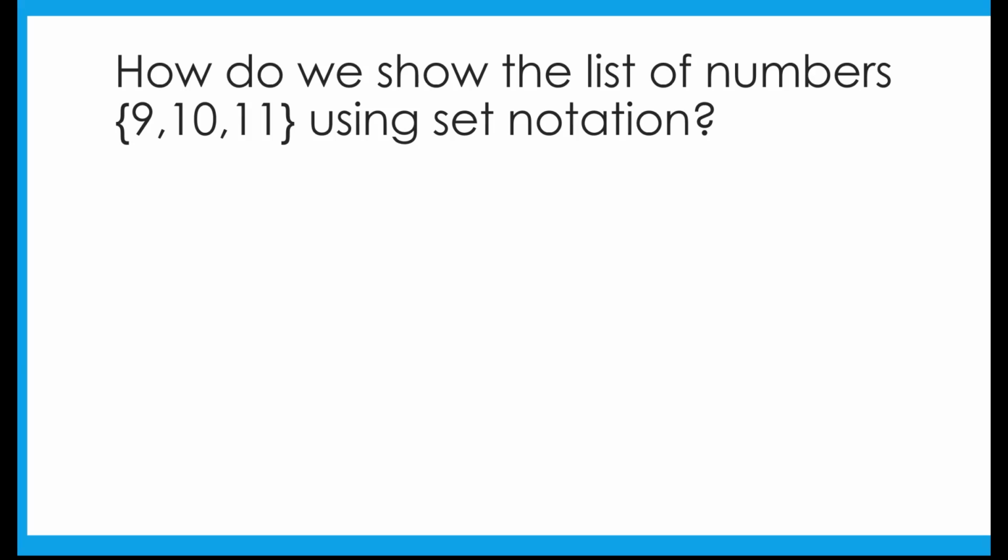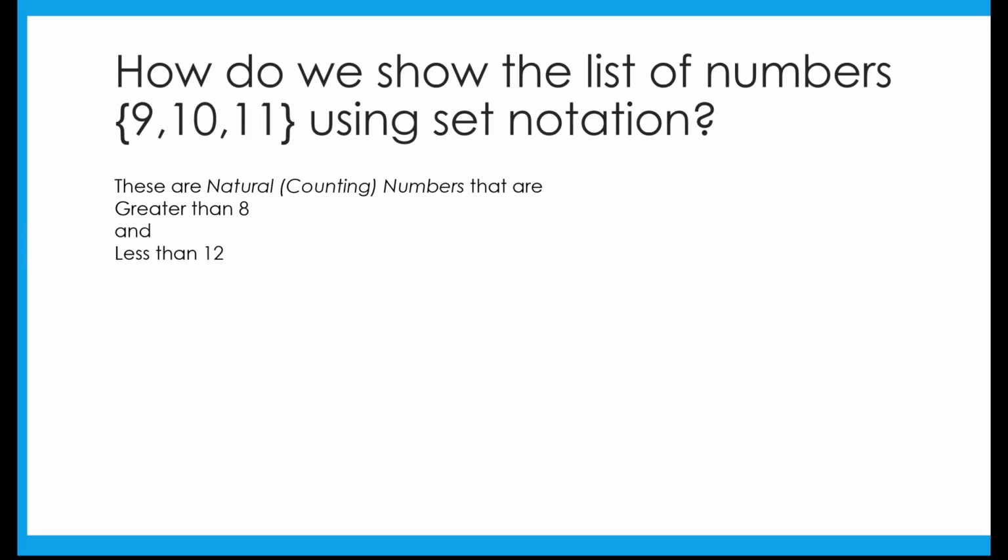How about this one, 9, 10, 11? These are natural counting numbers, you can count on your fingers, that are greater than 8 and less than 12, right? Because 9 is greater than 8, 10 is greater than 8, 11 is greater than 8, but we want it to stop there, so we note that they're less than 12.